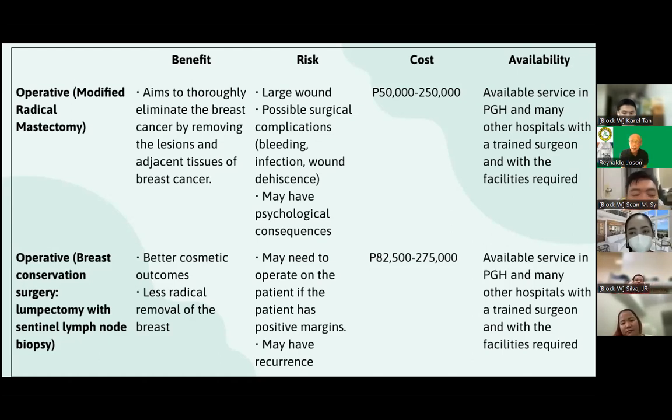is the local recurrence rate. Now, as a breast conservation, you just do a wide excision, lumpectomy, and then the reason why you add irradiation, you just want to decrease the recurrence rate. Now, local recurrence, right? You see the rationale for adding the radiotherapy after the lumpectomy.